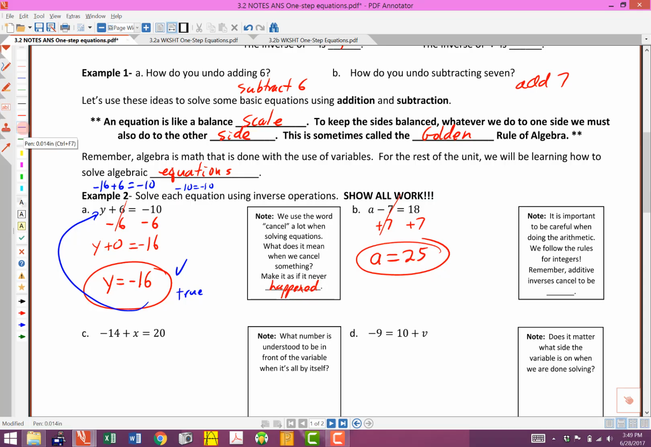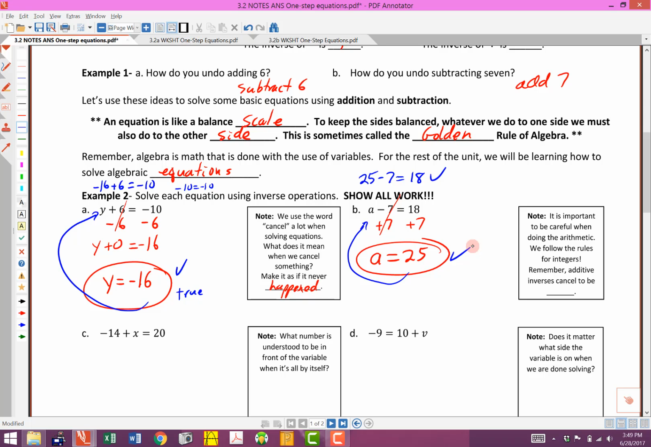Now I'm not going to do this all the time, but I am going to go ahead and plug this one in and just double check and make sure that that works. So wherever there's an a, I'm going to put a 25. 25 minus 7 is equal to 18. So that checks out. That's true. We've got the correct answer right there. That makes the equation true, so that's got to be the solution.